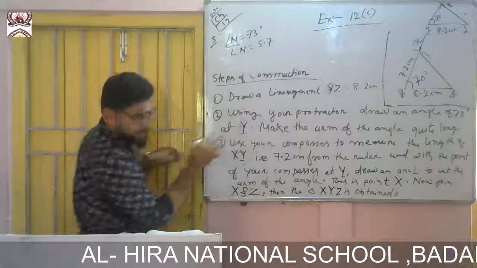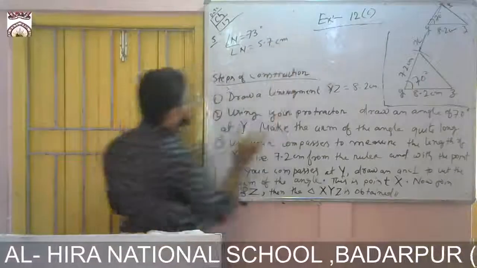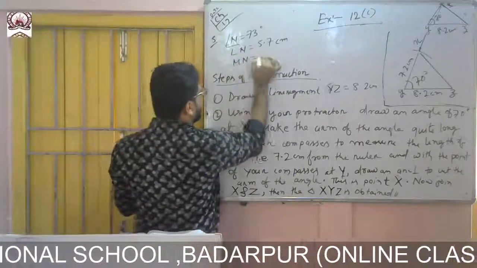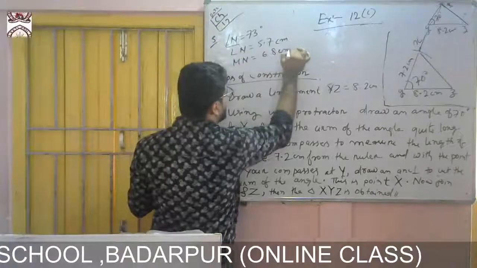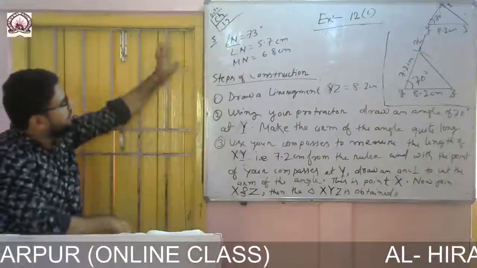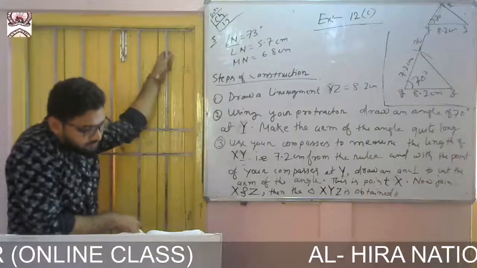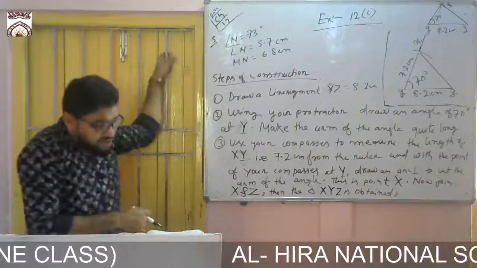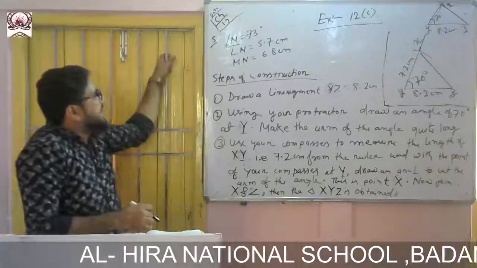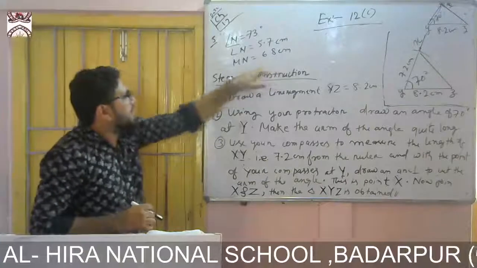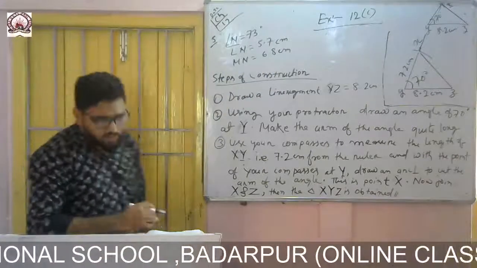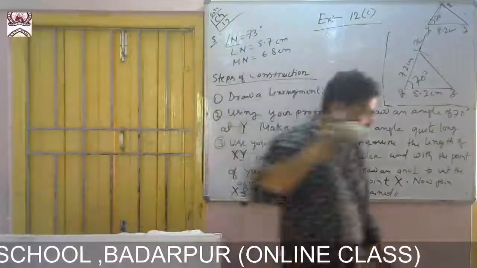5.7 centimeter, 7 centimeter. And MN equals 6.8 centimeter. Now you see at which point I need to draw the angle. Angle N equals 73 degree, and if I write LMN, I'll get this.